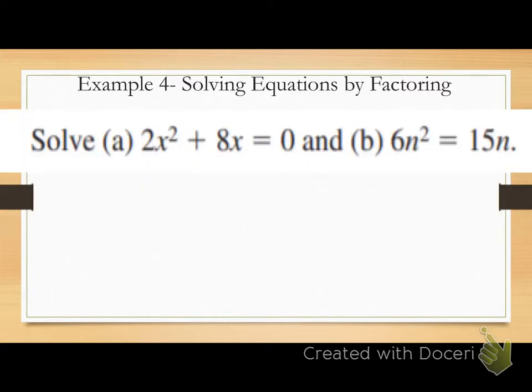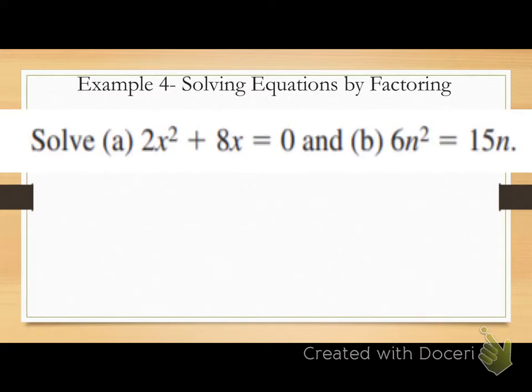So, here's our two examples. I might create some more examples for us. So let's look at letter A first. 2x squared plus 8x equals 0. Did we have the equal sign yesterday? No, we were just factoring the polynomials, weren't we? Yeah. Now we're solving this equation by factoring. Okay? So let's factor that polynomial first. Let's factor out our GCF.